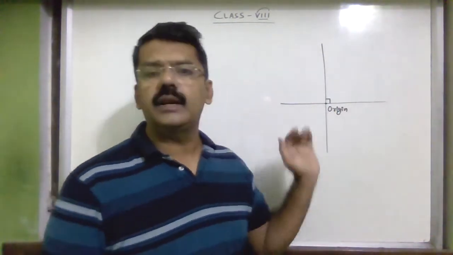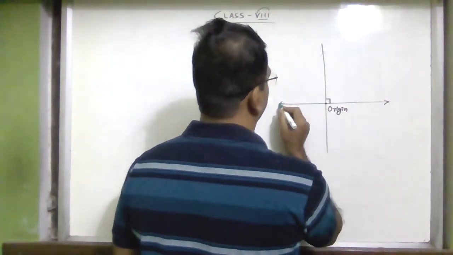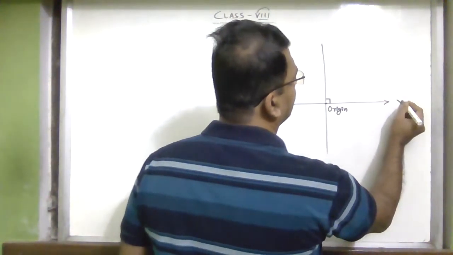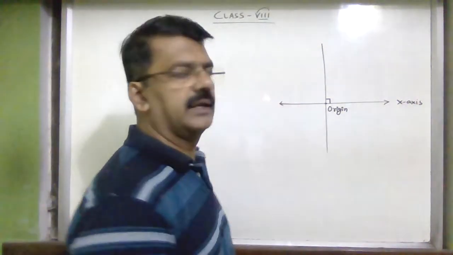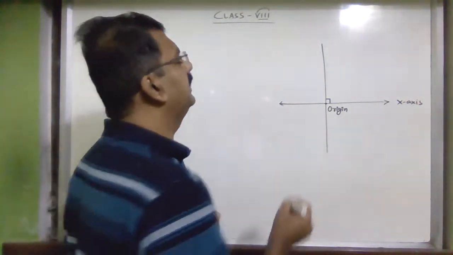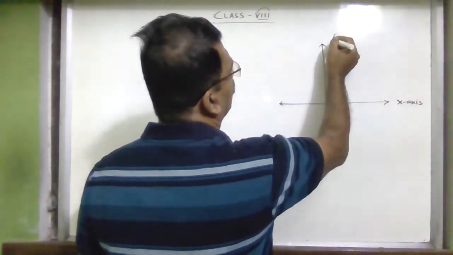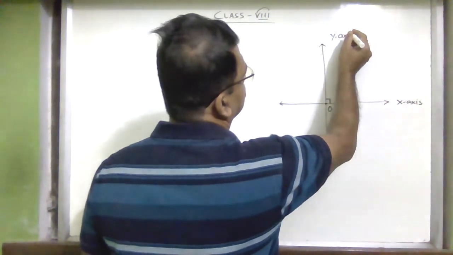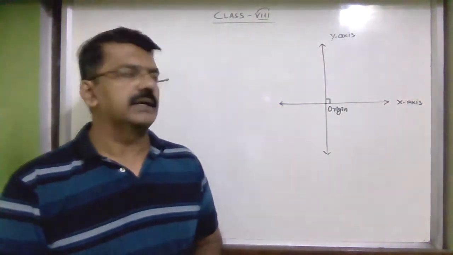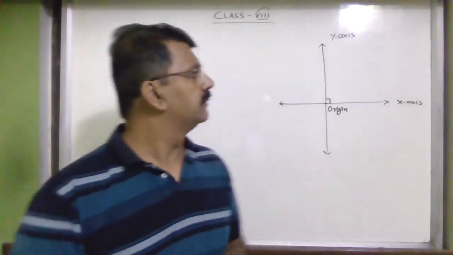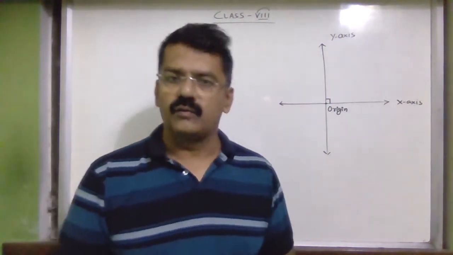Now the horizontal line is called the x-axis. And the vertical line is called the y-axis. So I repeat, the horizontal line is called the x-axis and the vertical line is called the y-axis.